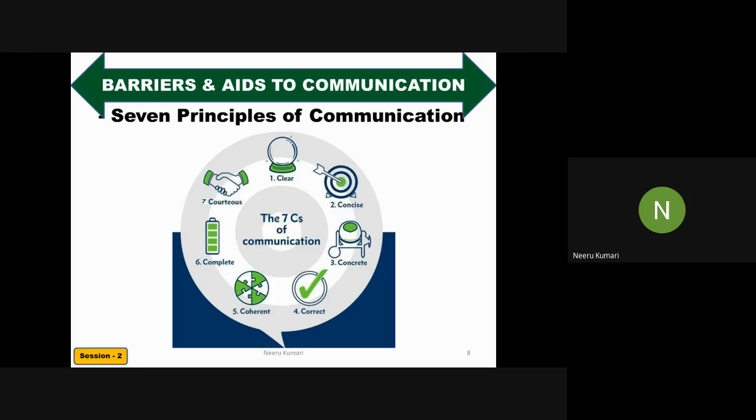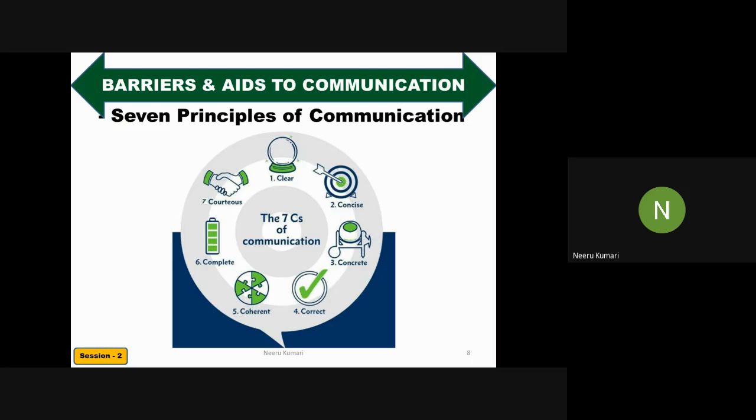So keep this in your mind whenever we talk about communication. It starts from clarity, then conciseness, concreteness, correctness, and coherence. The last two are very, very important. Complete information should be shared.